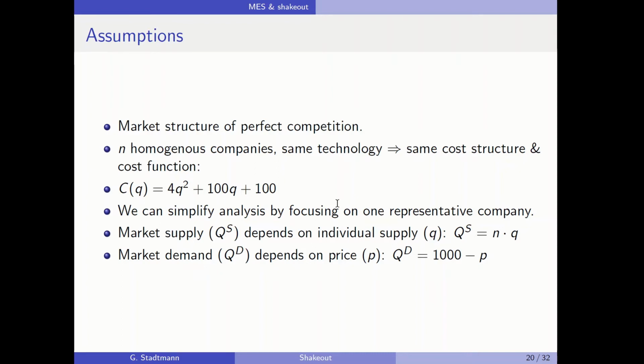The market supply, QS, depends on individual supply. So the quantity supplied in the market is equal to N times Q. N is the number of firms within the industry and Q is the output of the individual company. The market demand, large QD, depends on the price, and the demand relationship is given by demand is equal to 1000 minus the price. So the lower the price, the higher the demand for this good.